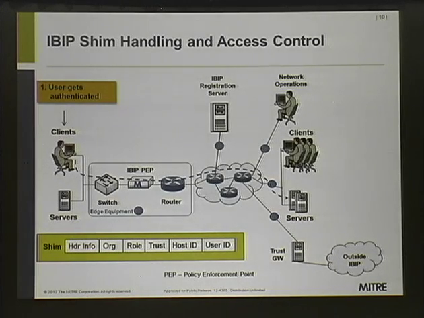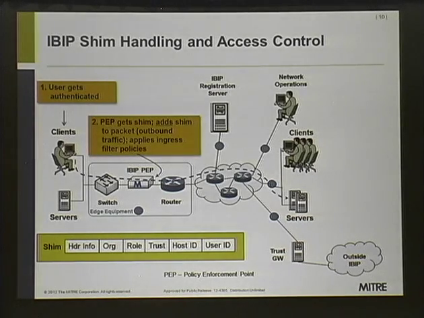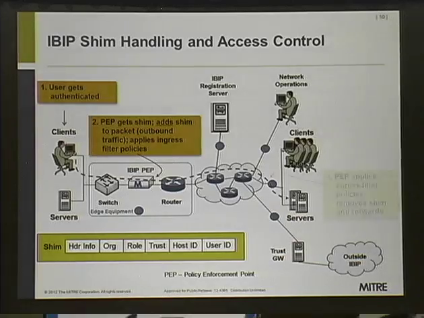I'm going to now explain how the shim and access control is handled. Once the user is authenticated, policies are pushed to the PEP. The PEP adds the shim to outbound packets, and ingress filtering and policies are applied to the packet, and then the packet is forwarded on across the network. The receiving PEP applies egress filtering policies and removes the shim from the packet.